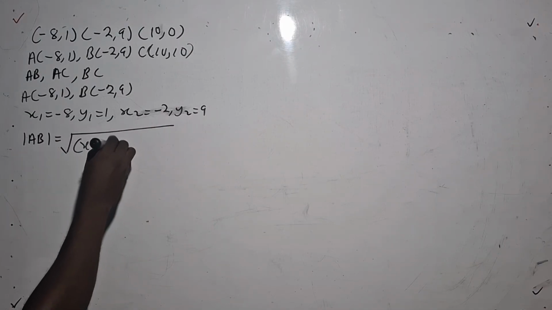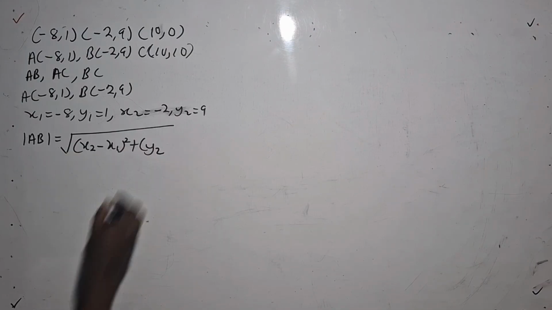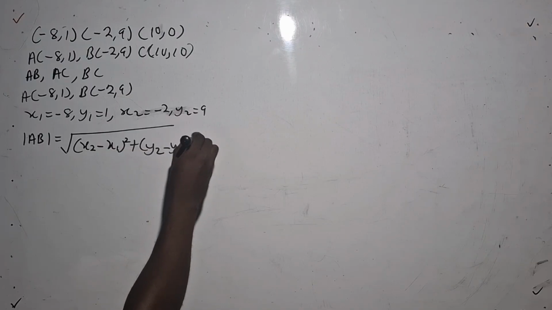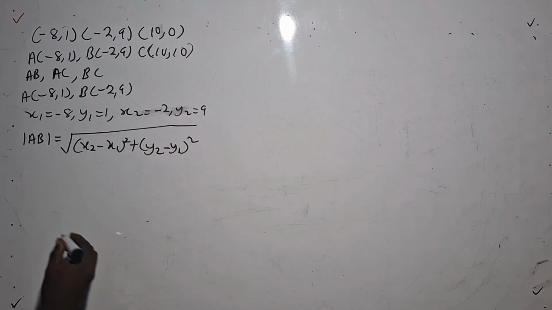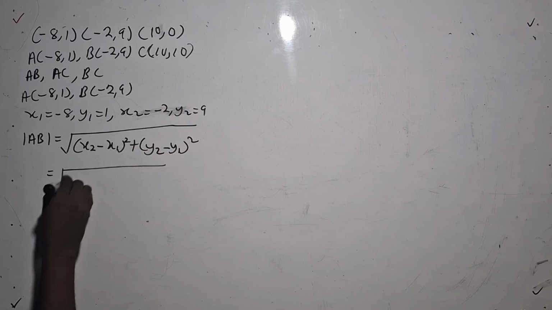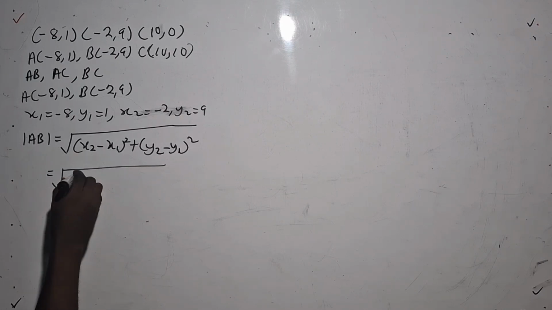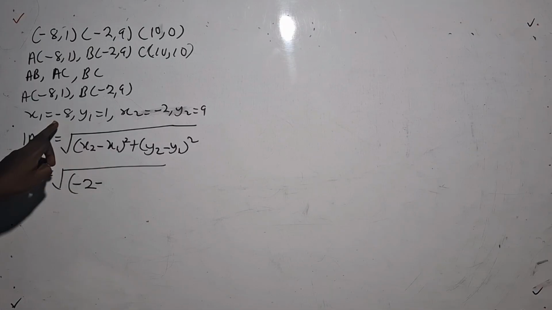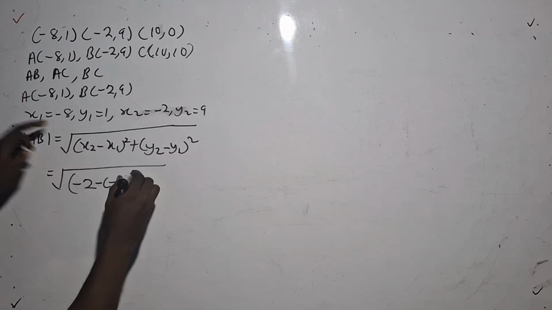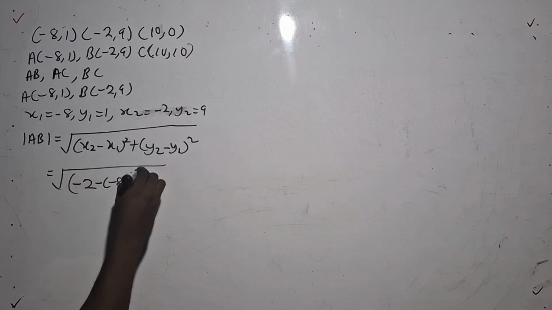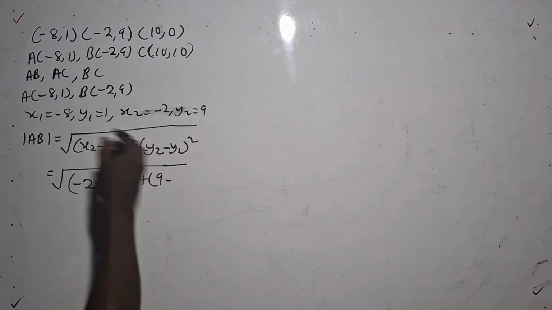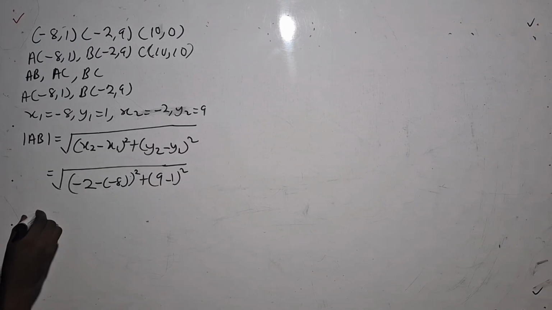x2 minus x1 squared, plus y2 minus y1 squared. Okay, so now we have our x2, negative 2, minus x1, plus our y2, 9, minus y1, 1, squared.